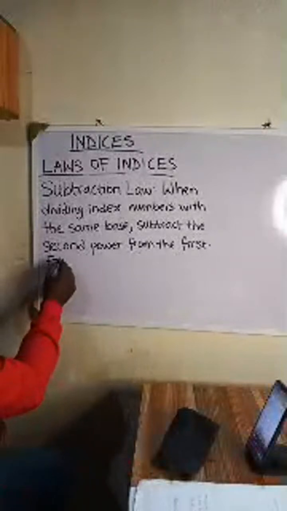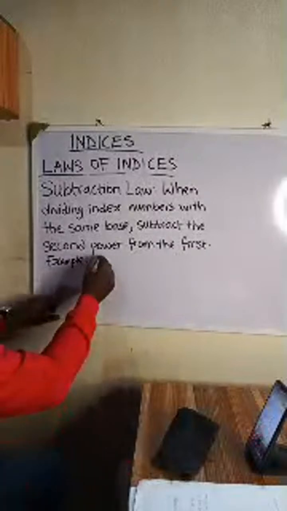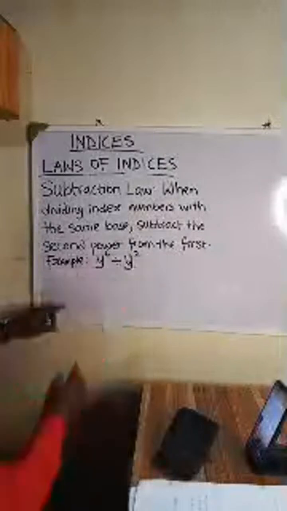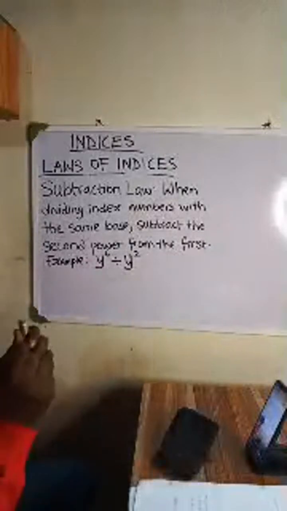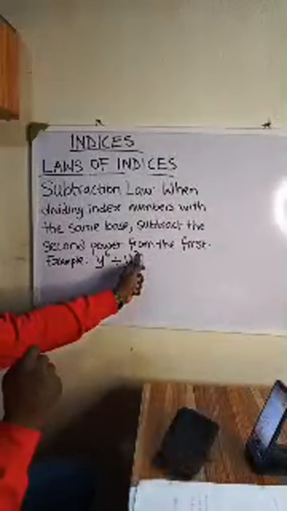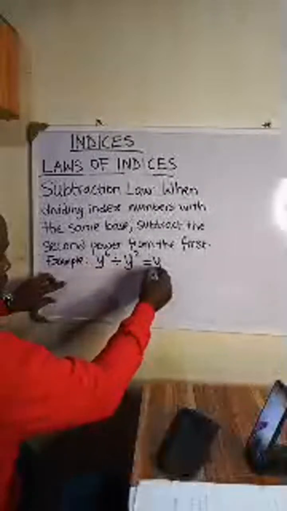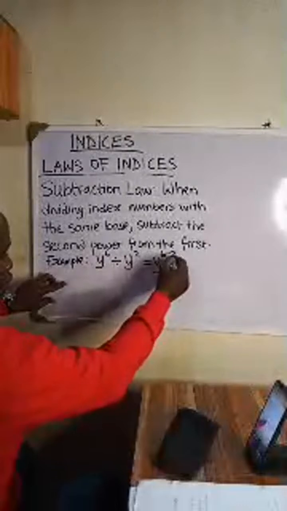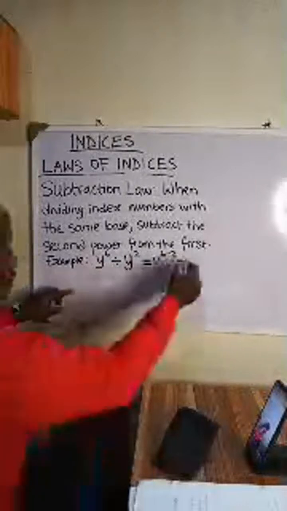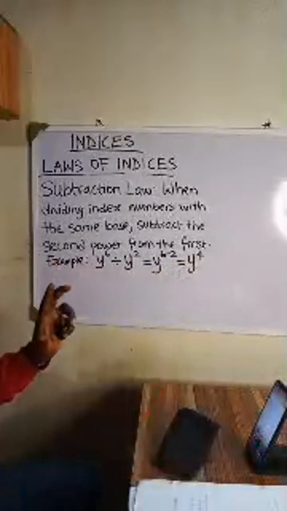Let's say we have an example: y to the power of 6 divided by y to the power of 2. This law states that when the bases are the same, subtract the second power from the first power. So this would be y to the power of 6 minus 2. And 6 minus 2 is equal to 4. So we have y to the power of 4. Now, let's see why this is the case.